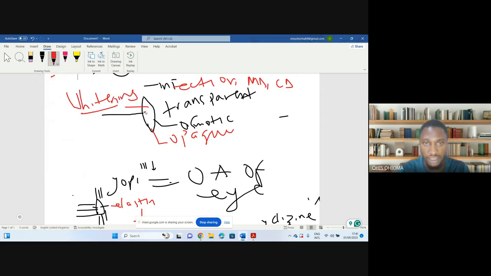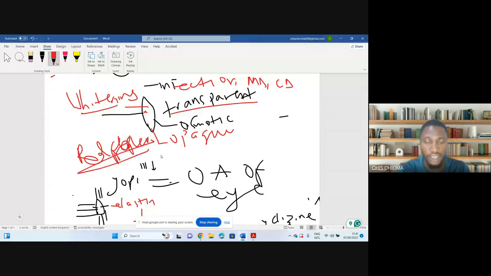Whitening of this lens causes cataract. So something that is transparent all of a sudden starts becoming opaque, hence the patient can't see. And usually they call it the red reflex. So when you flash light on the eye, it's one of the causes of red reflex.